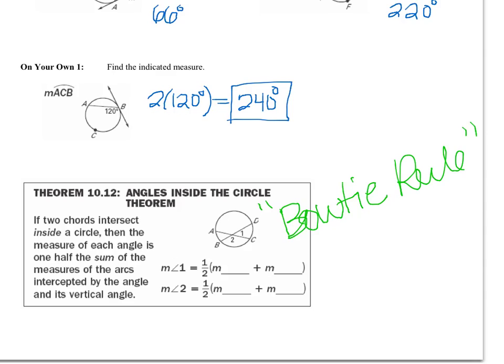So the measure of angle 1 equals half the measure of arc DC plus the measure of arc AB. The measure of angle 2 is going to be half the measure of arc BC plus the measure of arc AD.